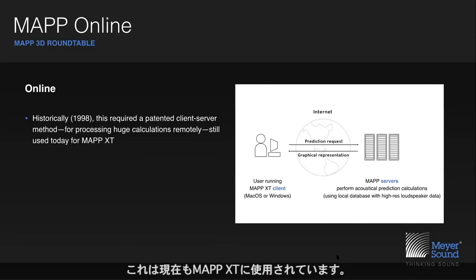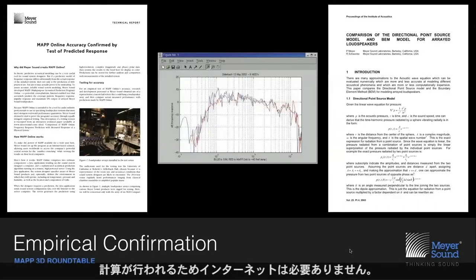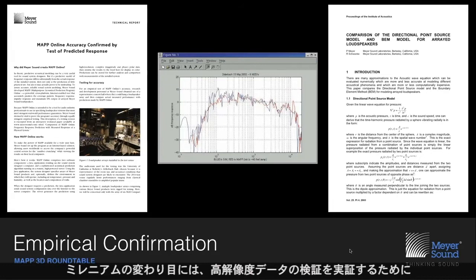And this is still being used for MAPP-XT, but with MAPP 3D, as you're well aware, this is no longer the case. MAPP 3D runs locally on your computer and does the calculations locally on your computer. No more internet required.